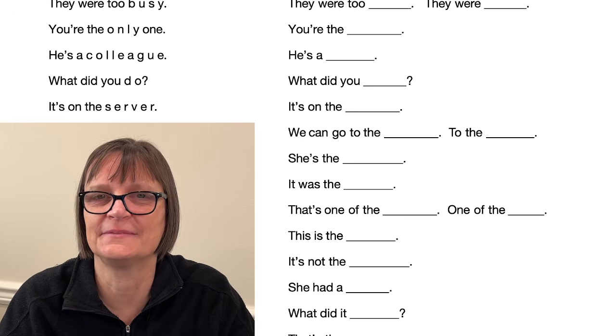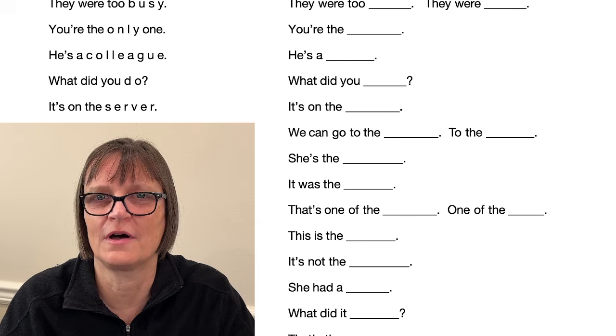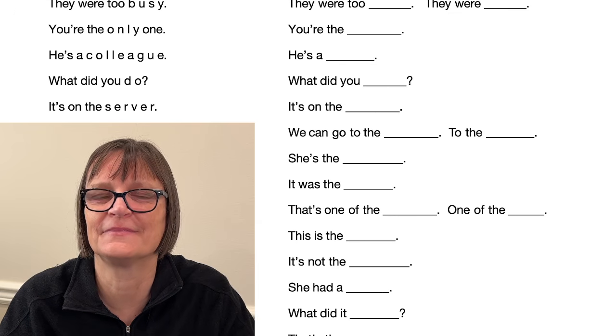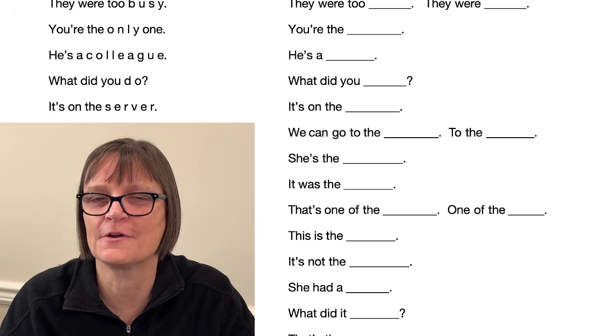Try that with see. What did you see? Get. What did you get? Want. What did you want? Like. What did you like? Order. What did you order? Have. What did you have?